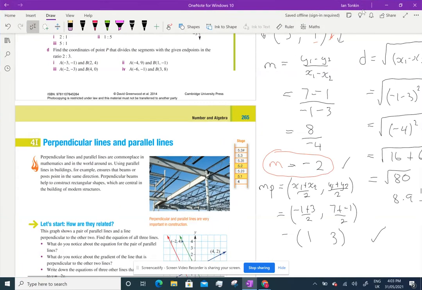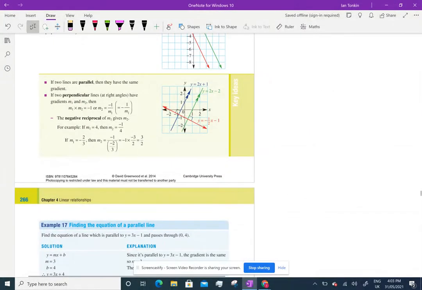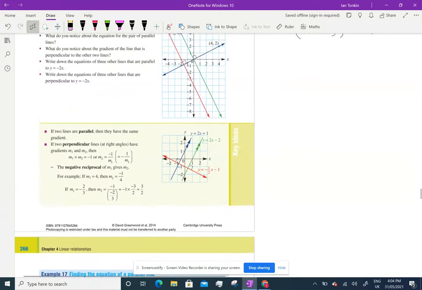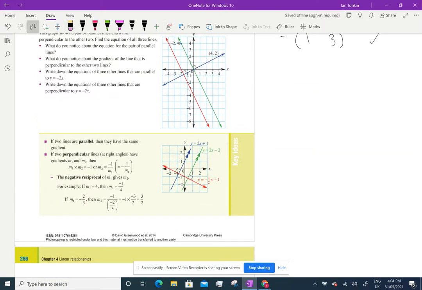Okay, Year 9, I'm going to go over the work on perpendicular and parallel lines that we did in class today, just in case some people didn't get it or some people might have been away. Now, the first thing we need to understand is that when we have parallel lines, as you can see here, the gradients are equal.